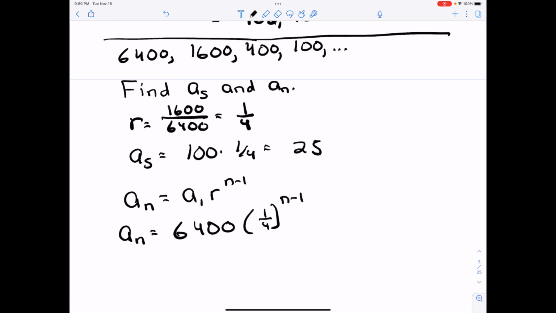If you want to find a sub 5 this way, you could do 6400 times 1/4 to the 5 minus 1. And you would still get 25 if you did it that way. Because you're taking 6400 and timesing by 1/4 4 times to get there.